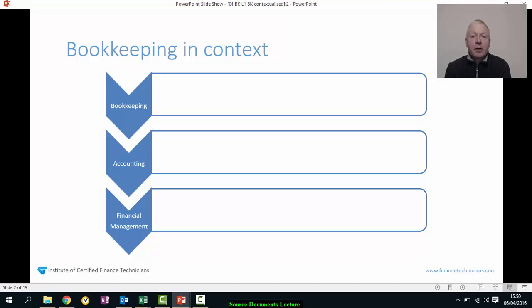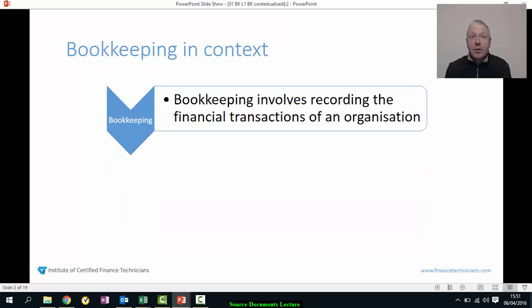We're going to put bookkeeping into context in relation to the overall financial hierarchy of a particular organization. So the starting point of all financial information is bookkeeping. And then it feeds into accounting, which also feeds into financial management. So we just need to understand which area affects which area. So let's have a look at this. Bookkeeping involves recording the financial transactions of an organization, and we're going to look later on at how that information is obtained and where and how it is recorded as well.